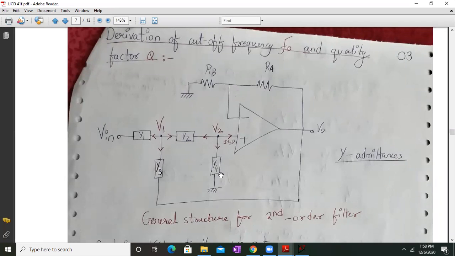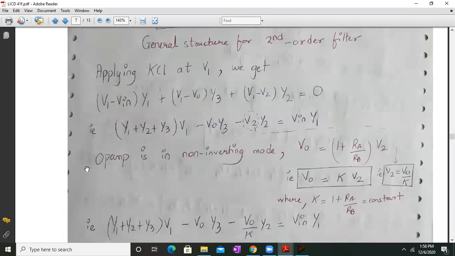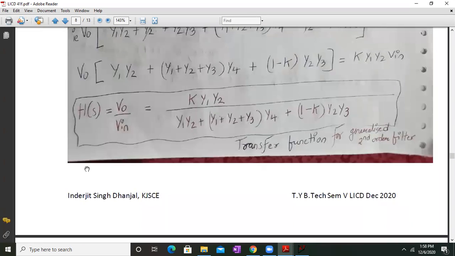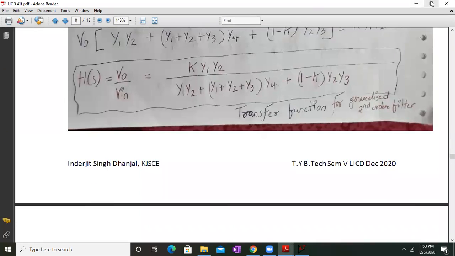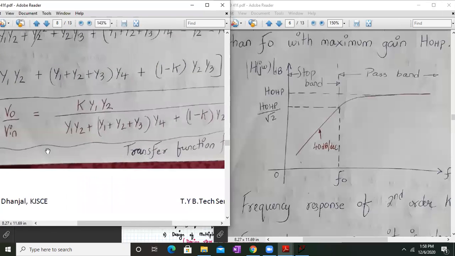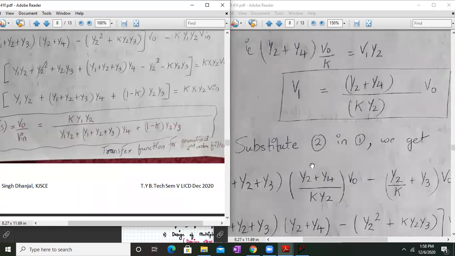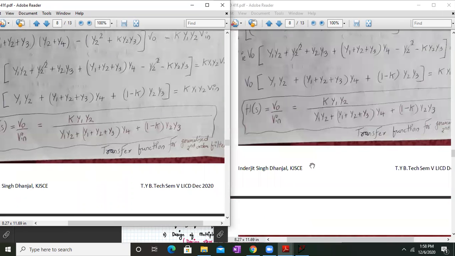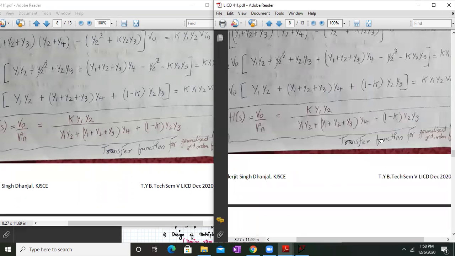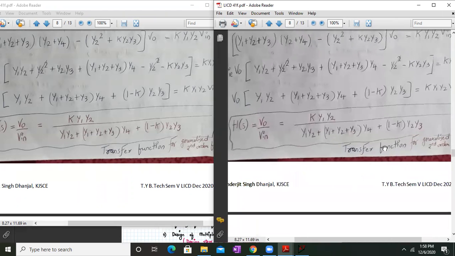Now, coming back to the derivation for the cutoff and the quality factor, we have already seen the generalized structure for a second order filter. I will not derive it again. I'll directly jump to the expression of the transfer function for the generalized second order filter. From here on, we will continue. Okay. So this is the transfer function for the general second order filter.